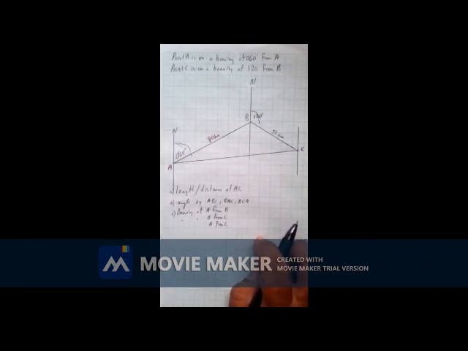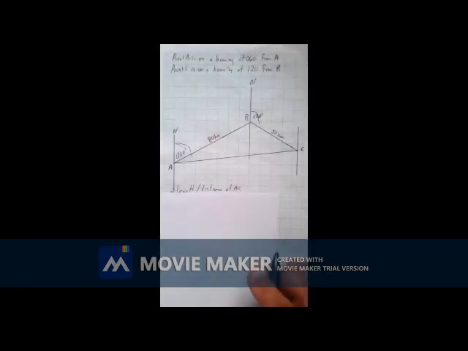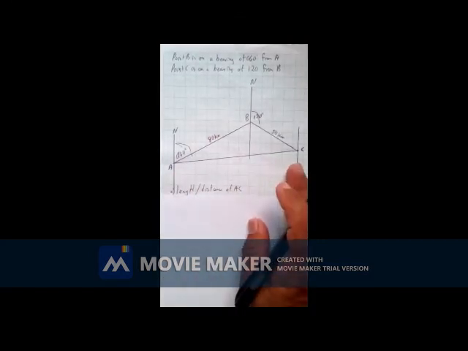So let's bring back our paper here to do our working. So the length of AC, how do we find that out, this length? Well, do this.